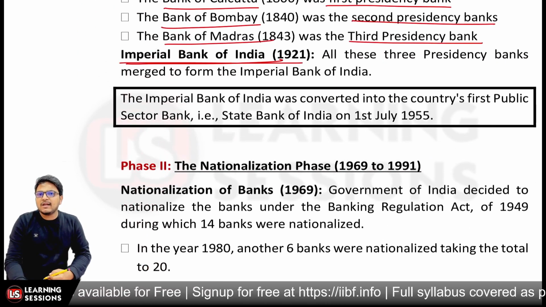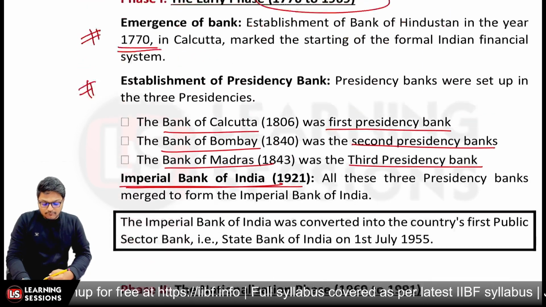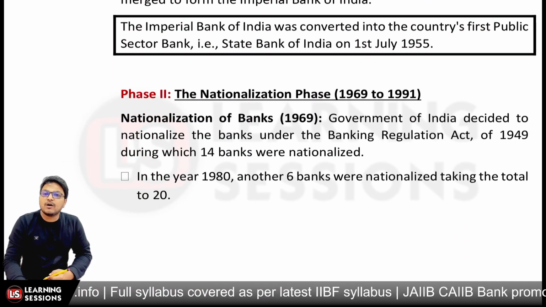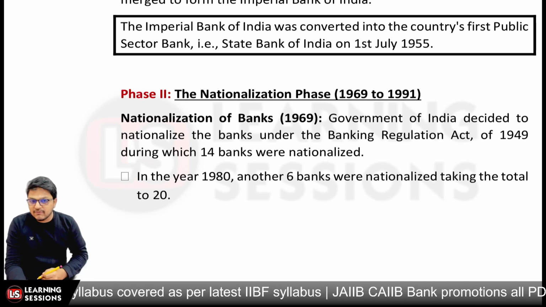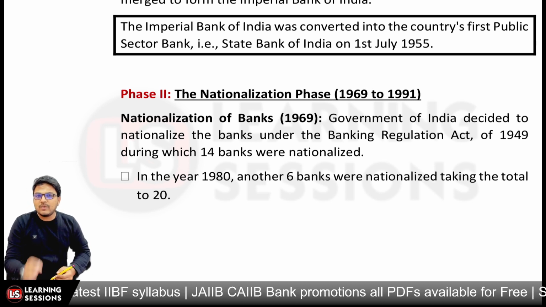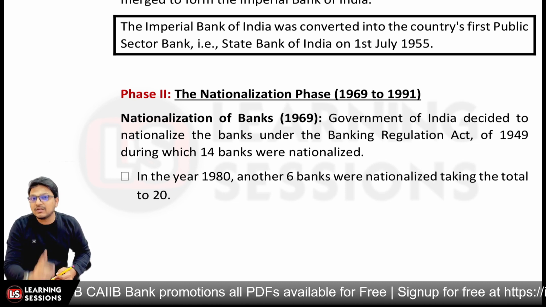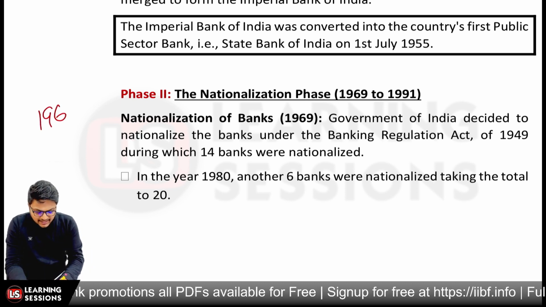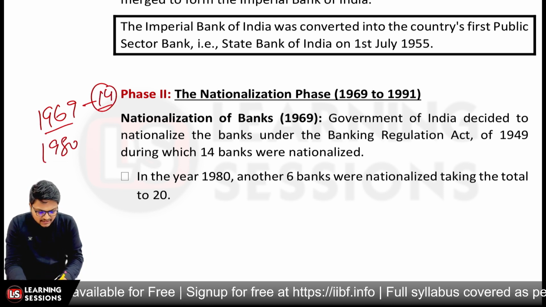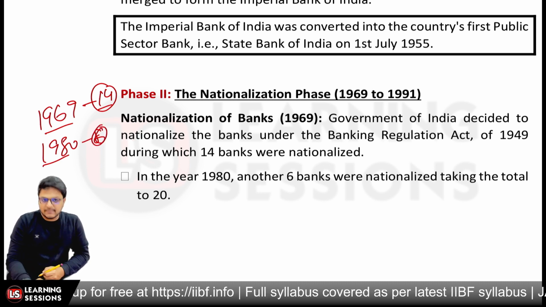The second phase ranges from 1969 to 1991. The first period ranges from 1770 to 1969, and the second phase from 1969 to 1991. In 1969, there was nationalization of banks, and the government decided to nationalize the banks under the Banking Regulation Act of 1949, during which 14 banks were nationalized. In 1980 another 6 banks were nationalized, so a total of 20 banks were nationalized in this period, right?